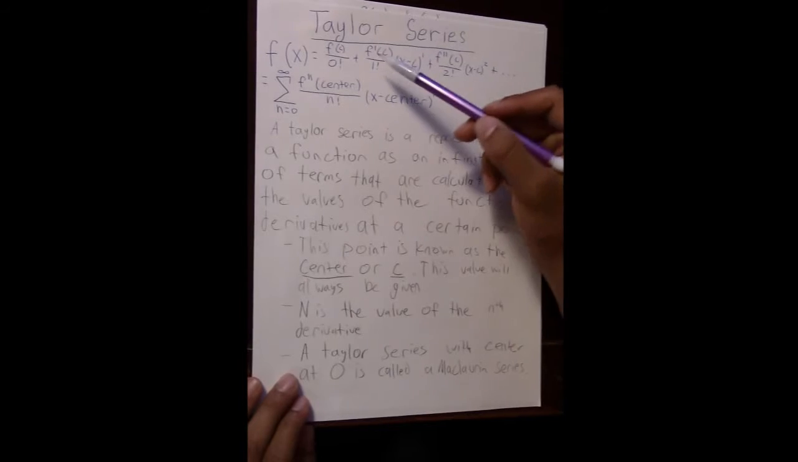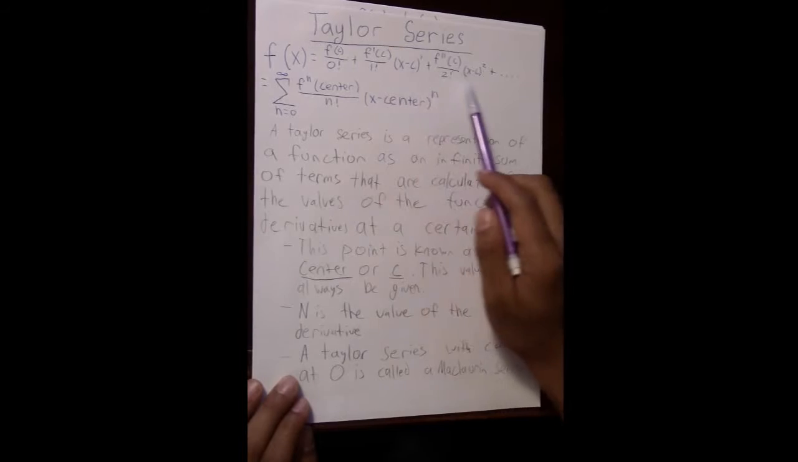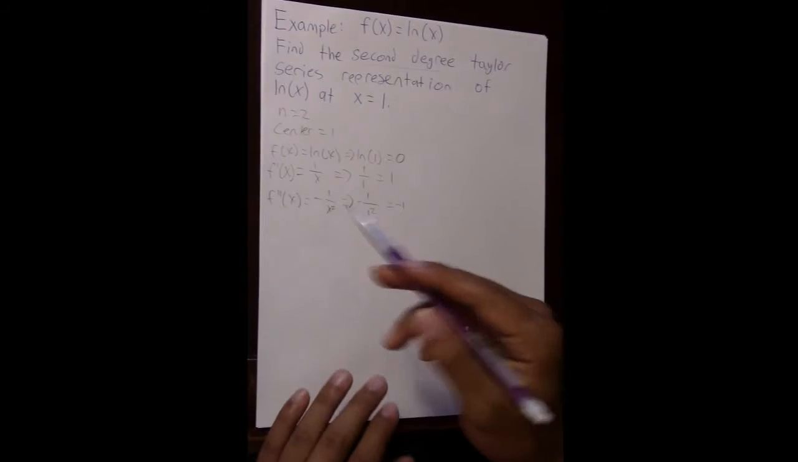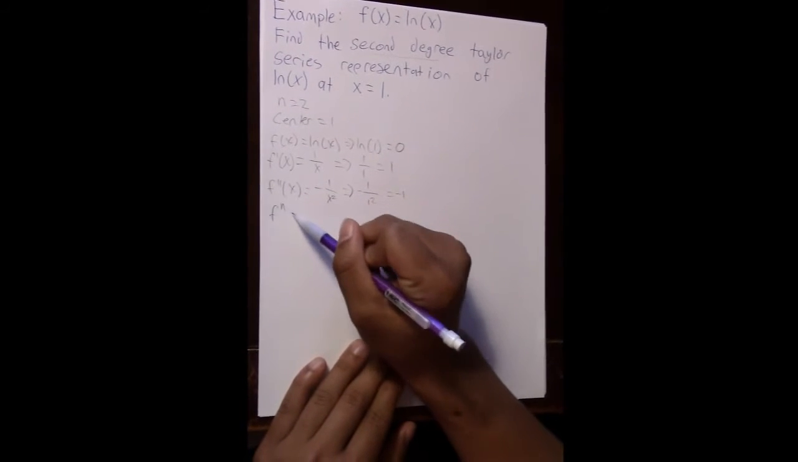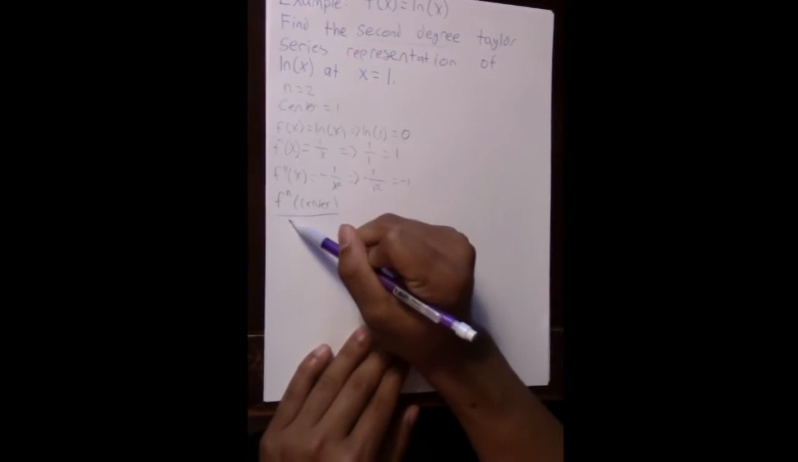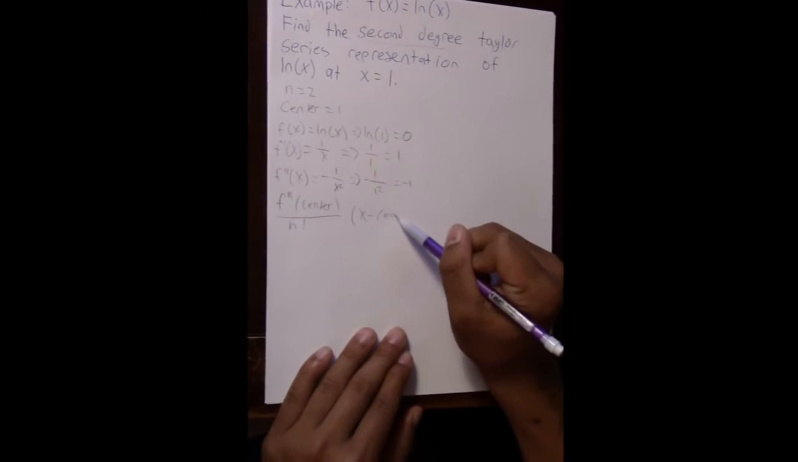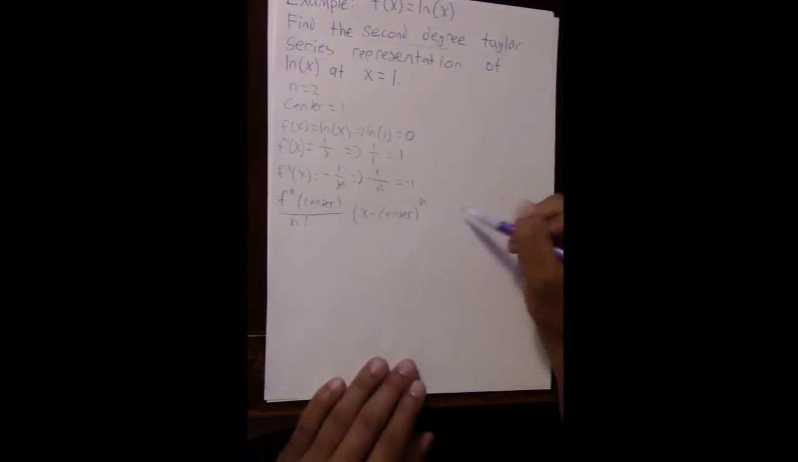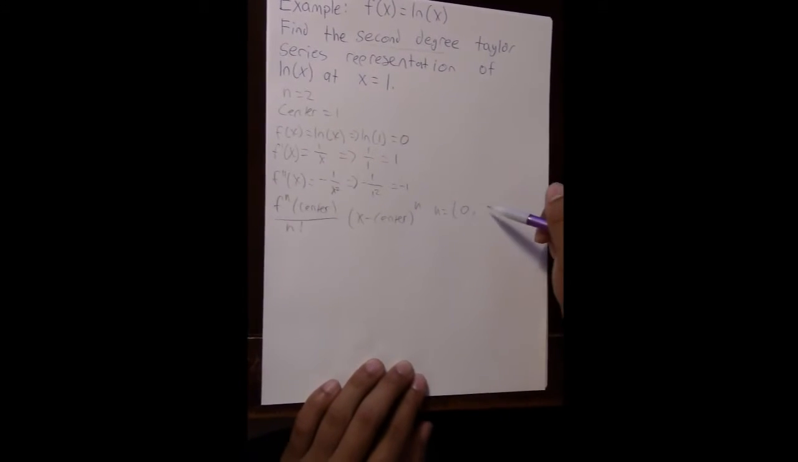We have f of c, f prime of c, f double prime of c, we have the value of the center, and we know all the factorials. So we will use the formula we have written out, which is the nth derivative of f at the center over n factorial times (x minus the center) to the nth power, and we will do this for values from n equals 0 to n equals 2.